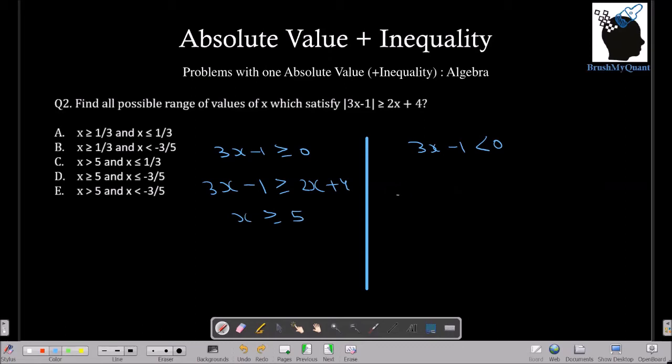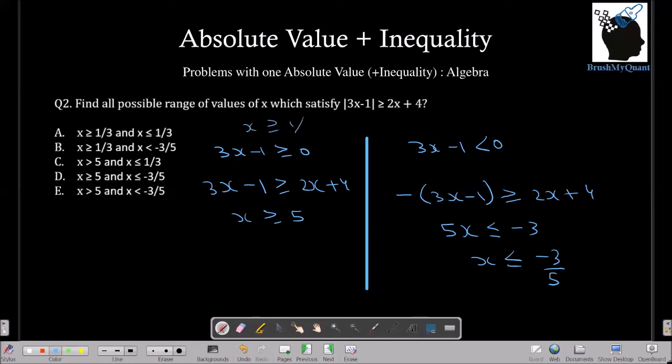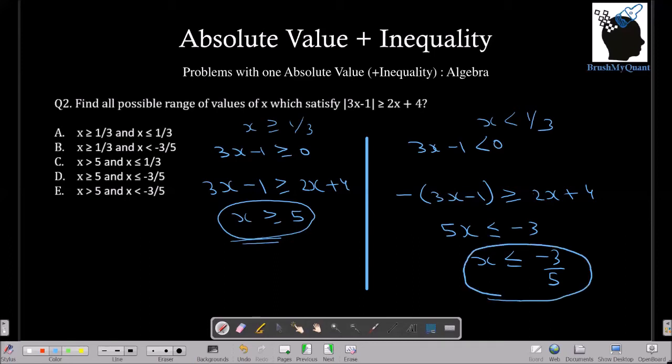And in this case, minus of 3x minus 1 is greater than or equal to 2x plus 4, or nothing but 5x is less than or equal to minus 3, or x is less than or equal to minus 3 by 5. So in this case, our condition was x is greater than or equal to 1 by 3. And in this case, the condition was x is less than 1 by 3. And we got the answer, which is inside the range. So this is correct. And this is also within the range. So this is also correct. So our final answer is x is greater than or equal to 5 and x is less than or equal to minus 3 by 5.